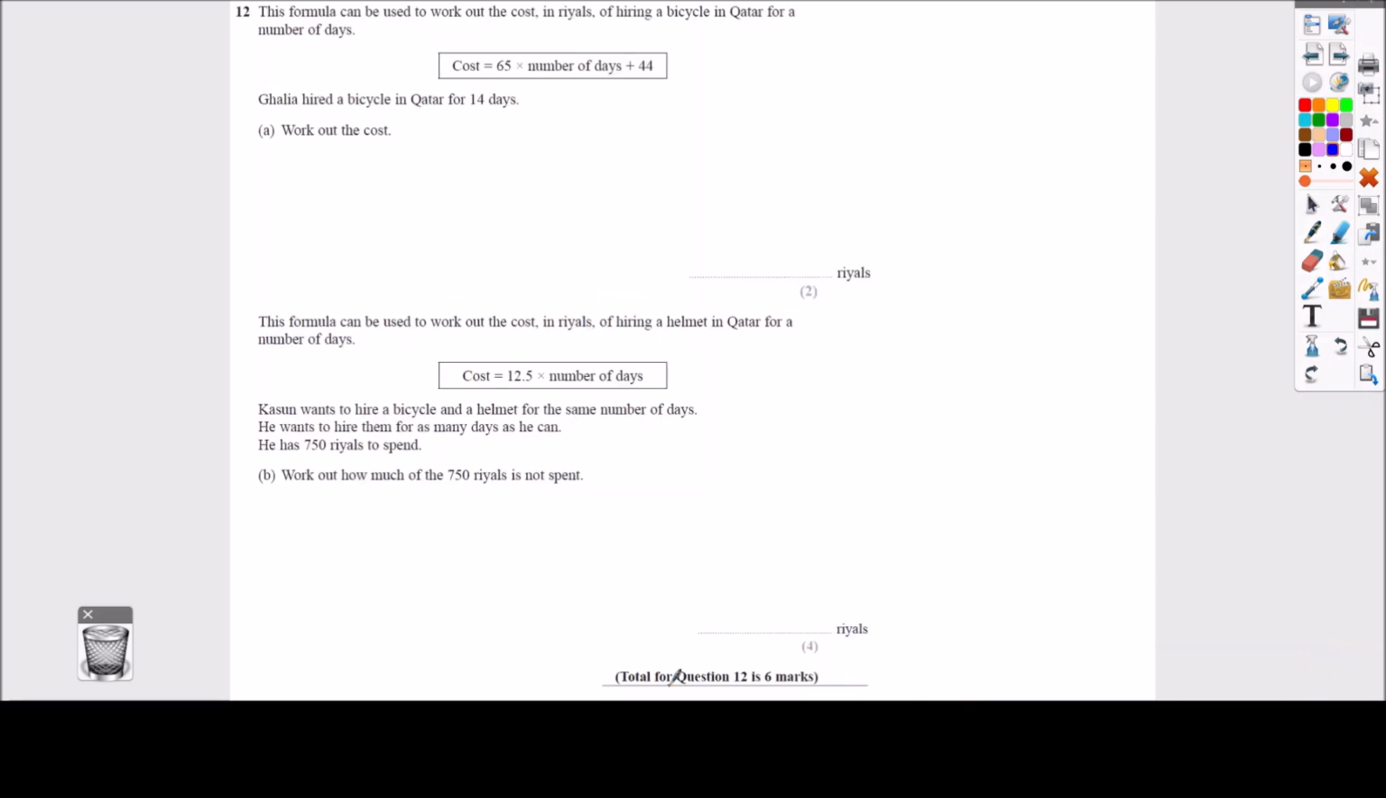So, question 12. The formula can be used to work out the cost of hiring a bike. The cost is 65 times the number of days, add 45, and we hired the bike for 14 days. So part A is quite straightforward. So it's 65 times the number of days, which is 14. Once we've worked that out, we're then going to add 44 to it. So 65 times 14, which is 910, add 44. That gives us 954 rials.